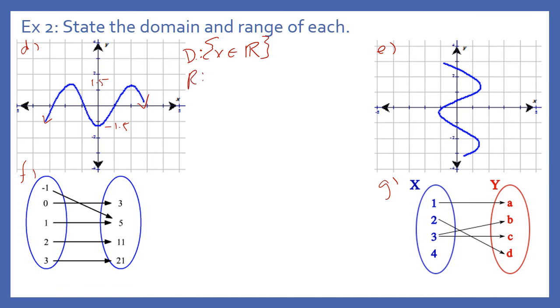Range. Range has restrictions. My graph, assuming it just keeps going down, or even if you just assume it repeats that pattern, doesn't really matter. The highest my graph gets is 1.5. The lowest my graph gets is negative 1.5, which means when it comes to the range, my graph only exists between those 2 points. So y element of the real numbers such that lowest number first, less than or equal to y, less than or equal to the highest number.